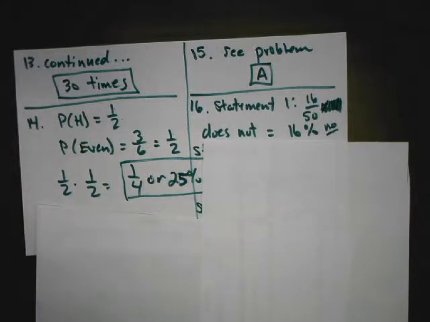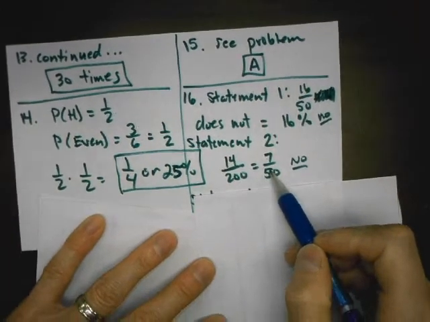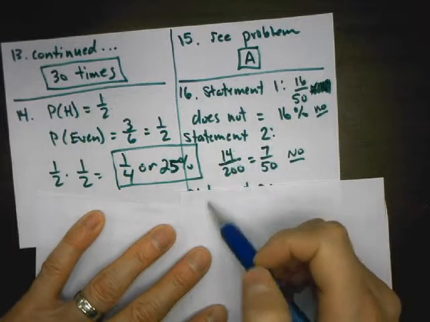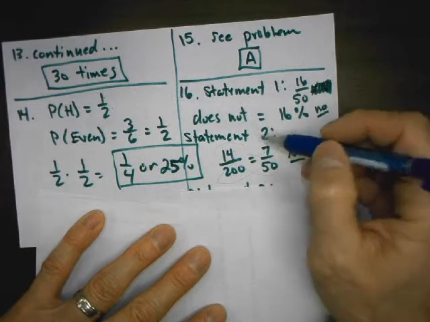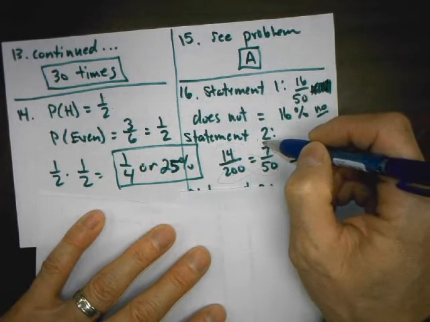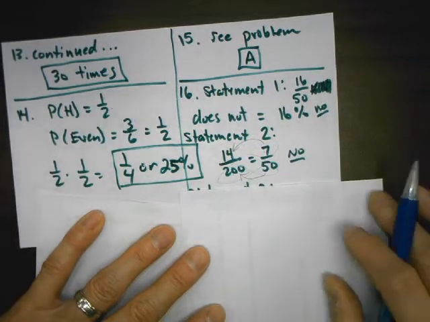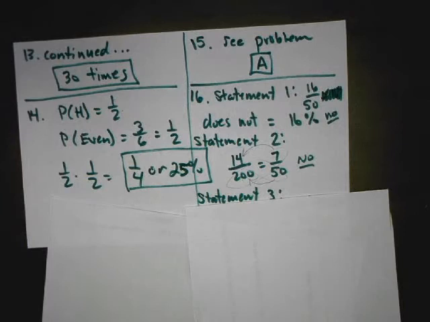Statement 2. Out of 200 teachers, 14 would like Stevie Wonder. Well, 7 out of 50 like Stevie Wonder. The question is, would 14 out of 200 like Stevie Wonder? In other words, are these proportional? And if I did a cross multiplication here, I would see that they're not. Or if I look this way, 14 is 2 times bigger than 7. 200 is not 2 times bigger than 50. So that's not true.